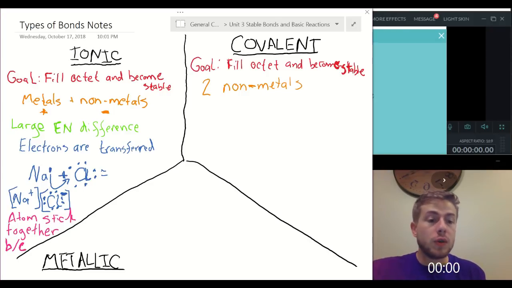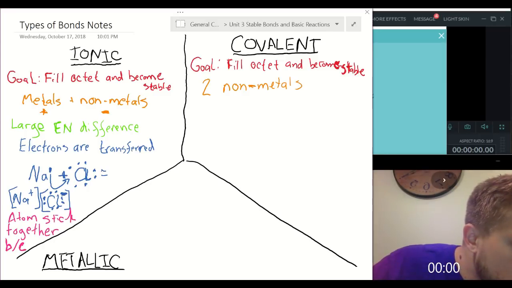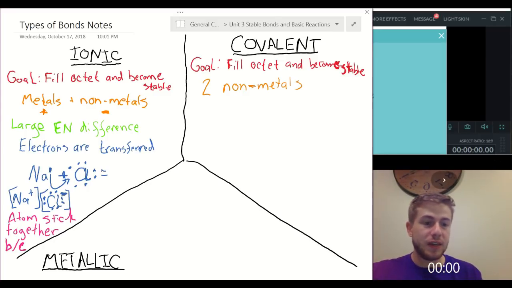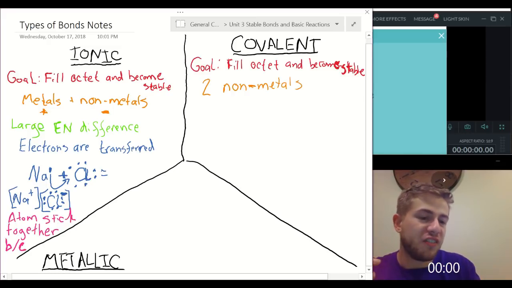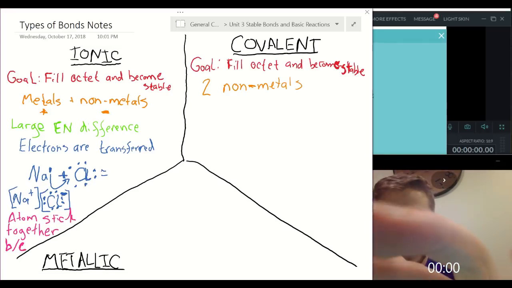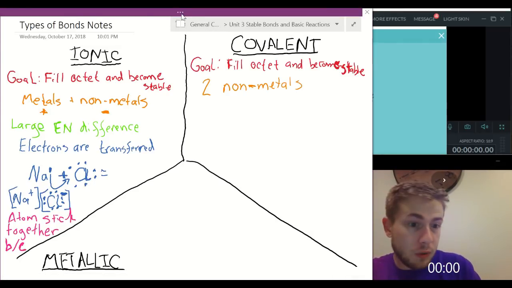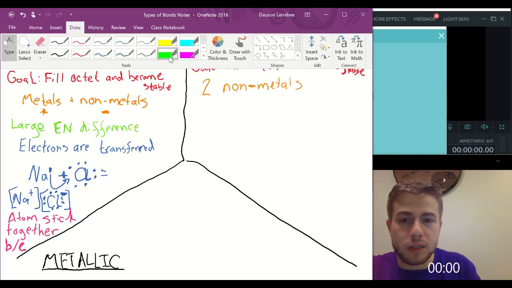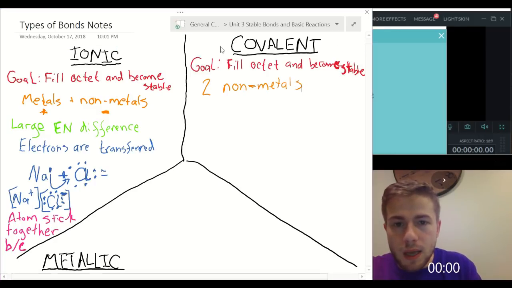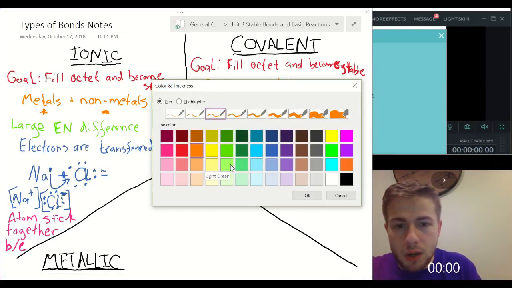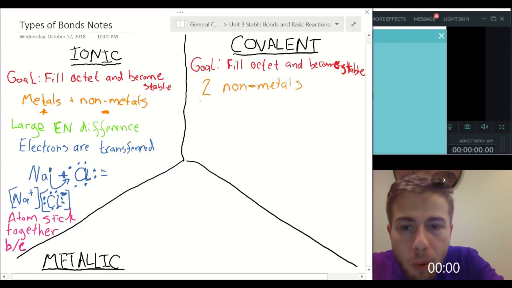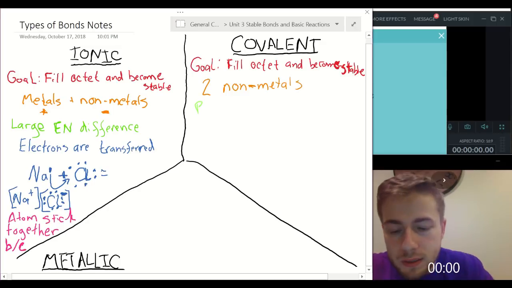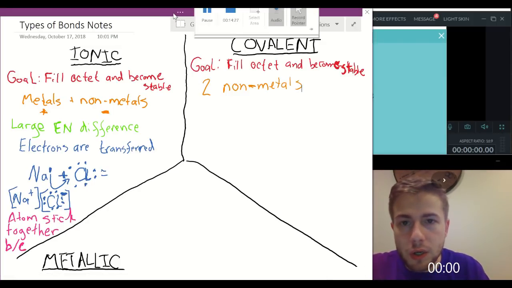So one thing about two nonmetals is that they both have high electronegativity. So when two nonmetals get together, they're both really greedy for electrons. And that's going to dictate what they do to become stable, or what they do to bond. So I'll say green again. So we're going to say both have, that is too light. I'm going to use a darker green.